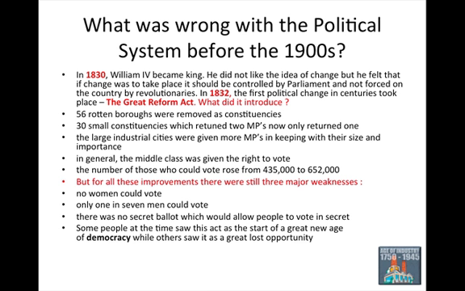But despite all these changes, it was still not perfect. Women were still not allowed to vote. There was only voting for 1 in 7 men, and there was no secret ballot which would allow people to vote secretly, privately. Some people at the time saw this act as the start of a great new age of democracy, whilst others saw it as a great opportunity lost because it didn't go far enough.